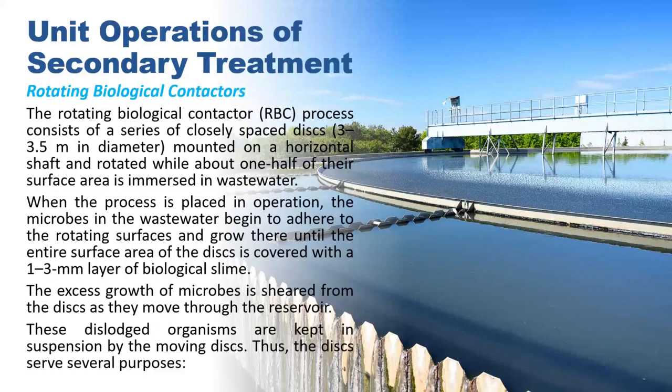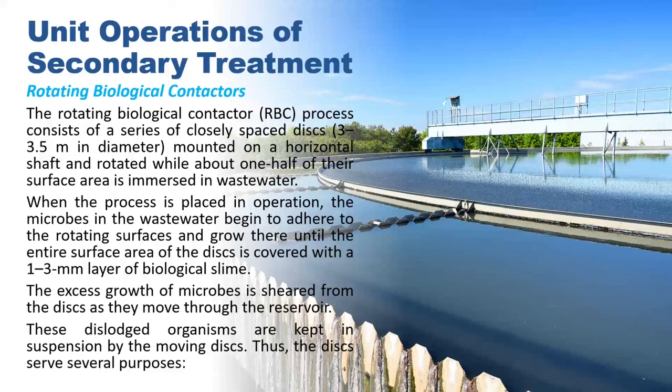Now let's move on to the rotating biological contactors. The rotating biological contactor process consists of a series of closely spaced discs mounted on a horizontal shaft and rotated while about 1/2 of their surface area is immersed in wastewater. When the process is placed in operation, the microbes in the wastewater begin to adhere to the rotating surfaces and grow there until the entire surface area of the disc is covered with a 1 to 3 mm layer of biological slime. The excess growth of microbes is sheared from the disc as they move through the reservoir.